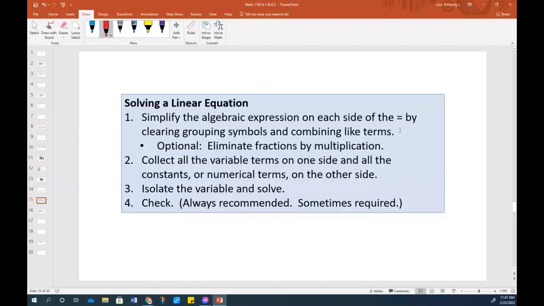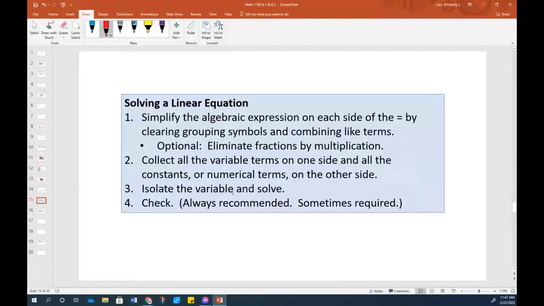Then we collect the variable on one side of the equals. It could be on the left, it could be on the right. I typically will do it to the left unless I can avoid a negative number that way, but it doesn't matter. Isolate the variable has to do with when you multiply or divide, or add or subtract, to get that variable to be the only thing on the equals, so that it simply ends up saying x equals. And then why not go ahead and check it?